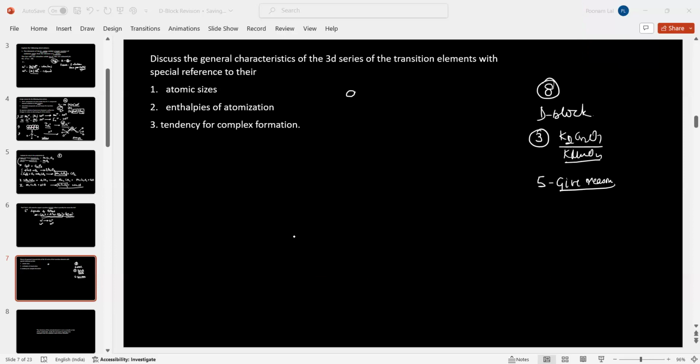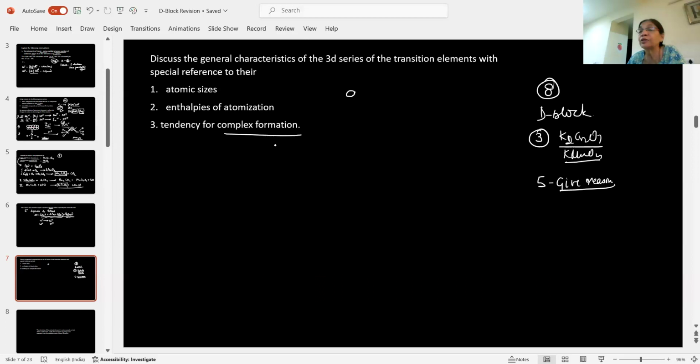Ma'am, is even this question asked directly? Yes, this question is: explain, only one of them can be asked. Either explain the trends in atomic size or the tendency to form complexes. This is common. Why they form complexes, I've already explained in the beginning. Atomic size also I explained.